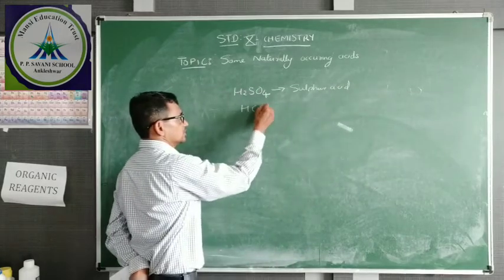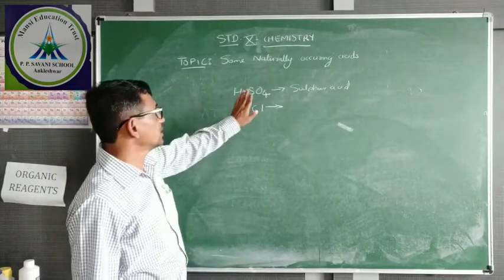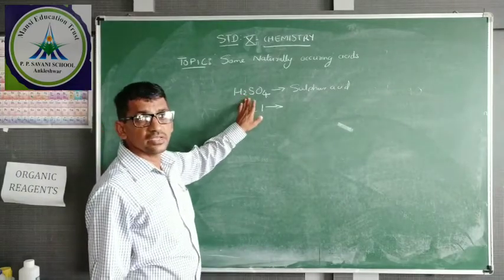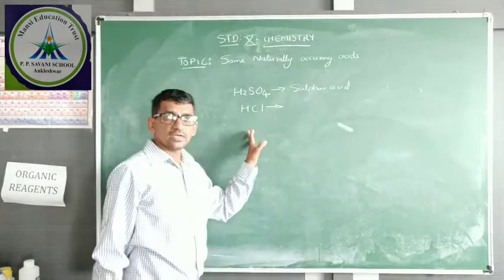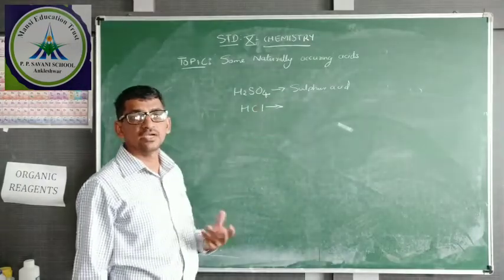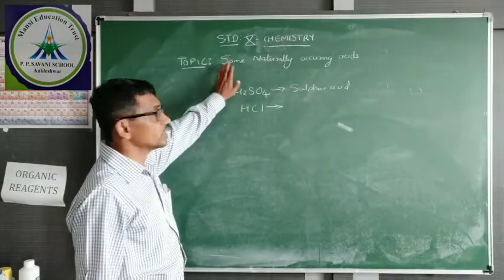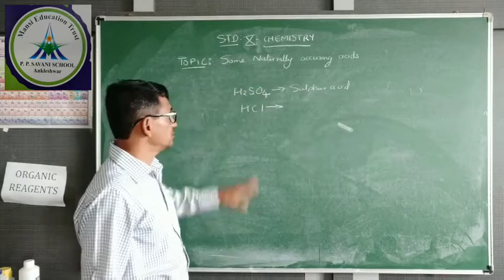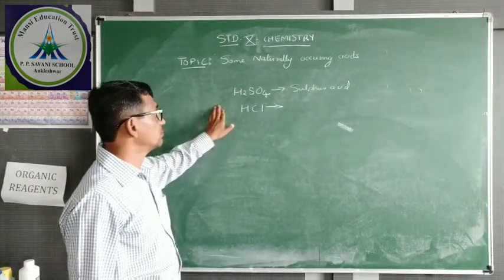This compound is an inorganic compound, or it has ionic character. Ionic character means inorganic acid, and covalent character means organic acid. We will discuss organic acids later. We come to our topic, that is natural. This is artificial, prepared in the laboratory by different methods.